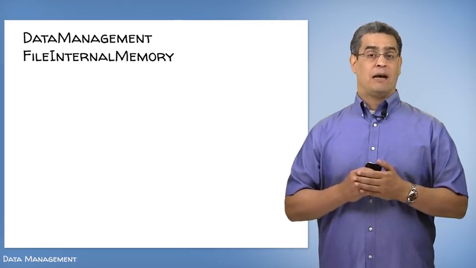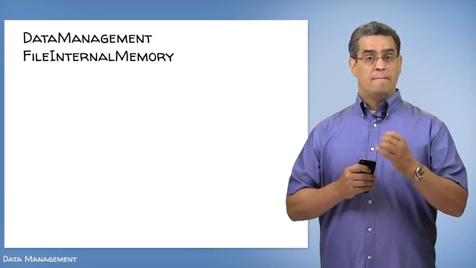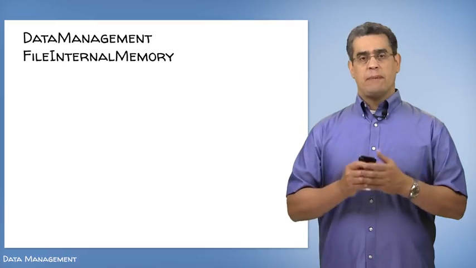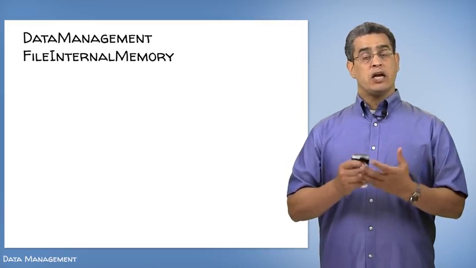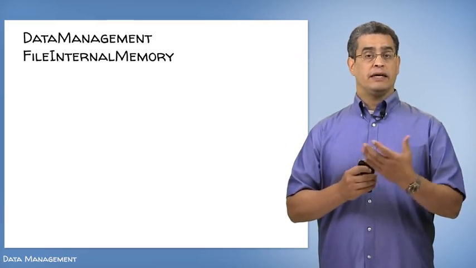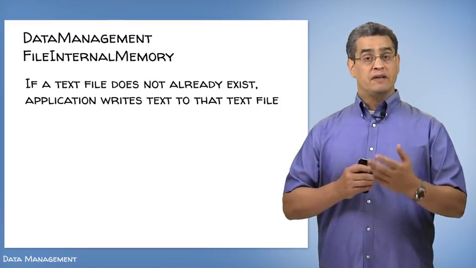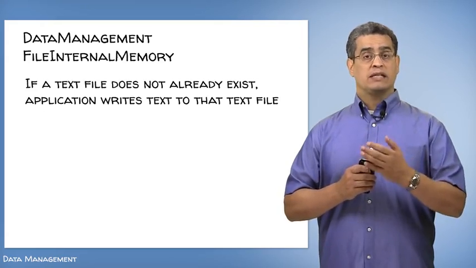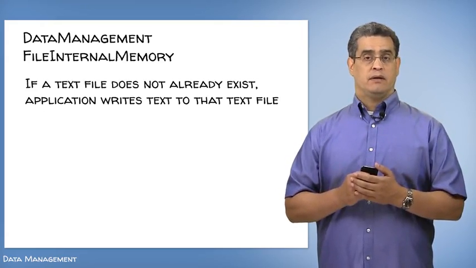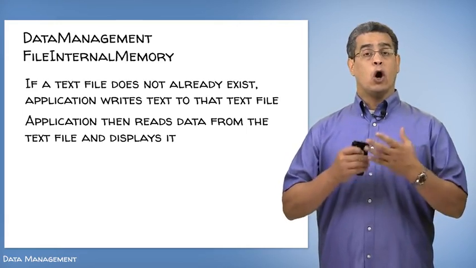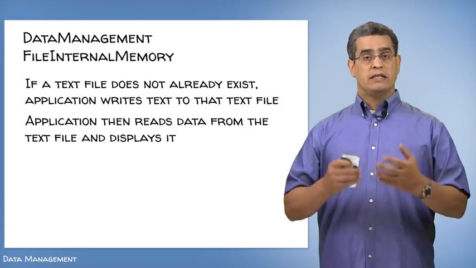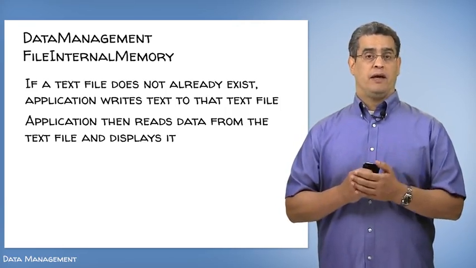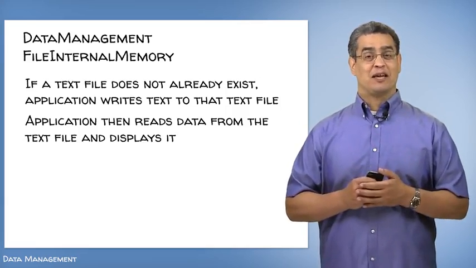The next example application is called Data Management File Internal Memory. When this application starts up, it checks whether a particular text file exists. And if it does not, the application then creates that file and writes some text into it. After that, the application opens that file, reads the text from it, and displays that text on the display. Let's take a look at this application.